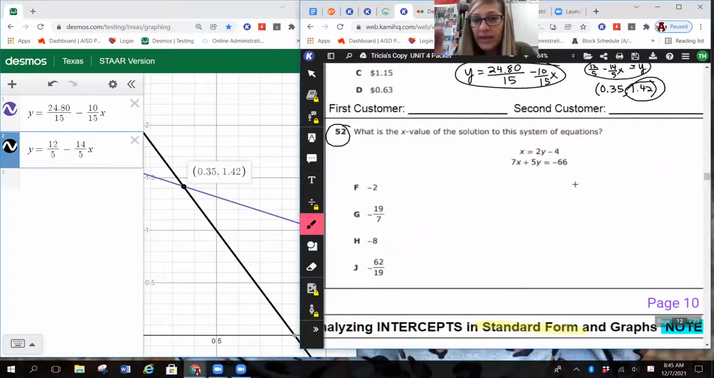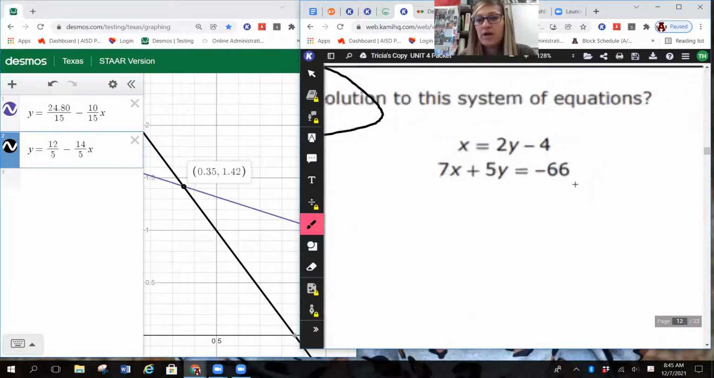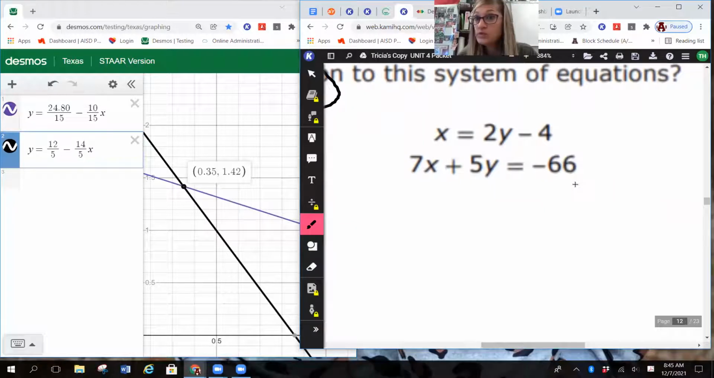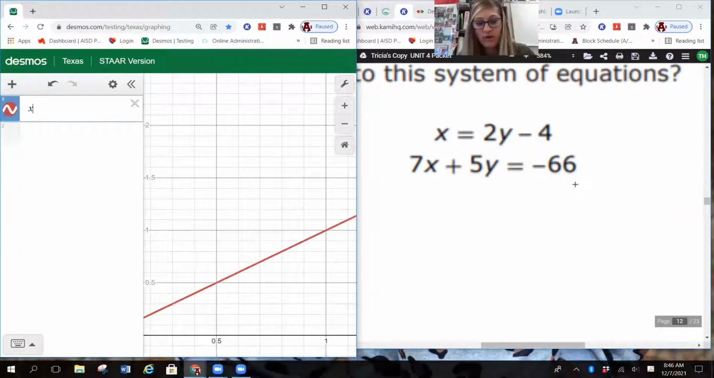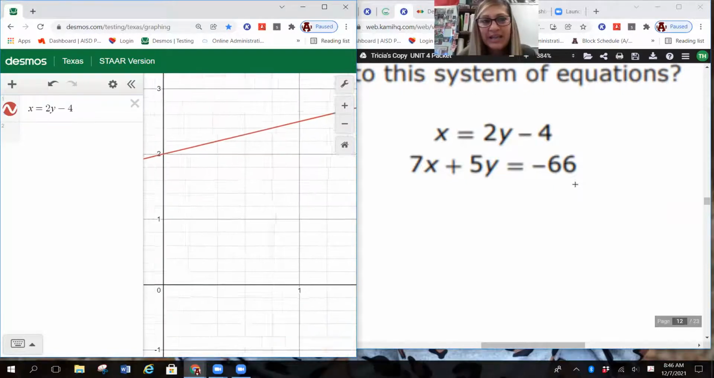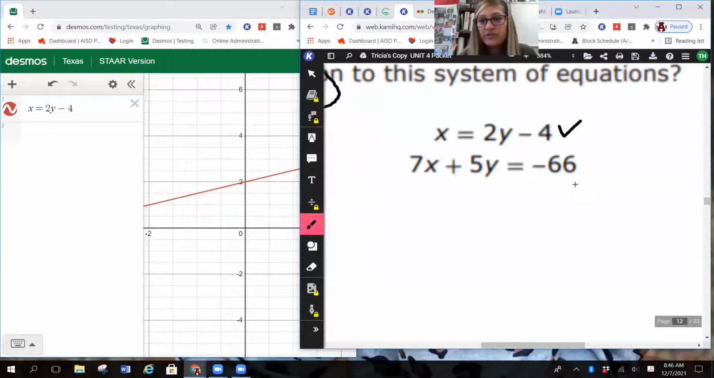The last example, again, here's a solution. I only care about the x. All right. This one doesn't follow the rules. This one says x equals, and I can guarantee you, I don't know if Desmos will graph that. Let's check it out. 2y minus 4. It does! Then don't worry about it getting in the y equals form. And this is the star version. Wow. Okay, cool. This one's done.